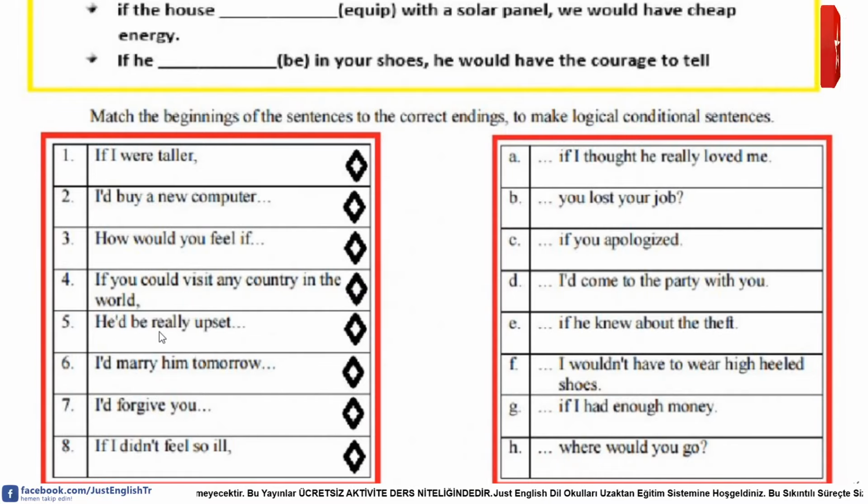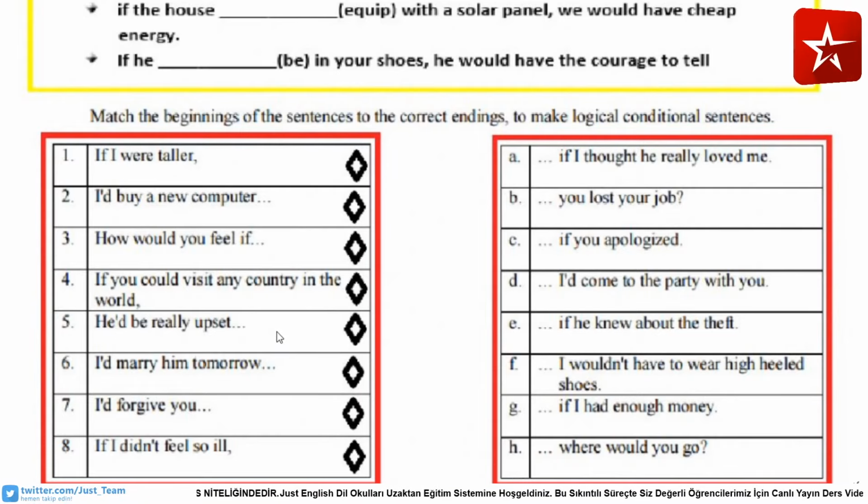He would be really upset. If blah blah blah, he would be really upset. Number 5. Which answer is correct? Can you tell me? He would be really upset. Number 5. Yes, the correct answer is E, not C. He would be really upset if he knew about the theft.